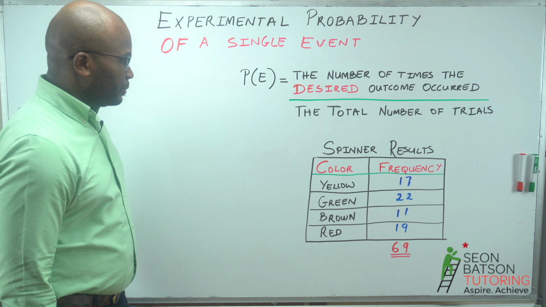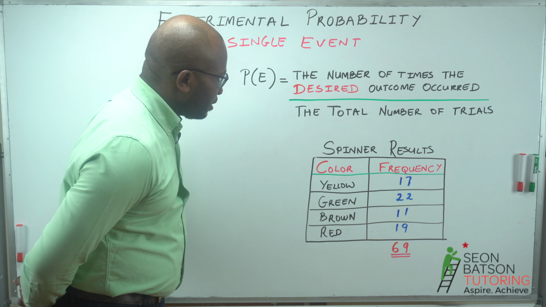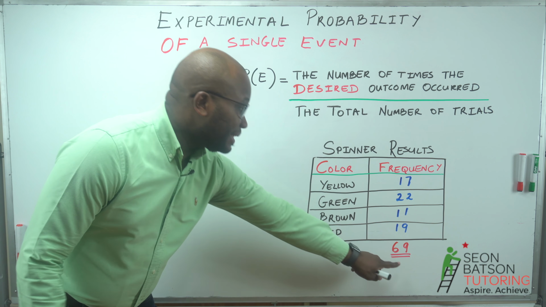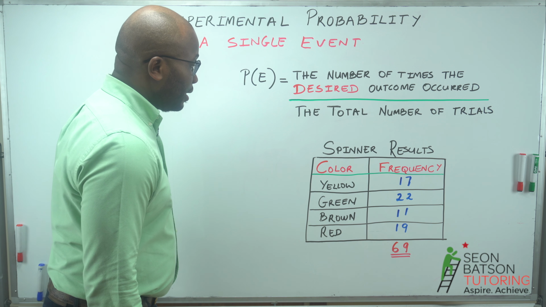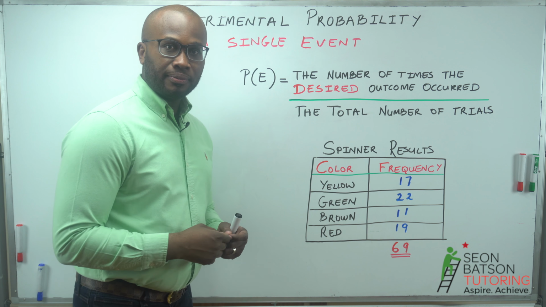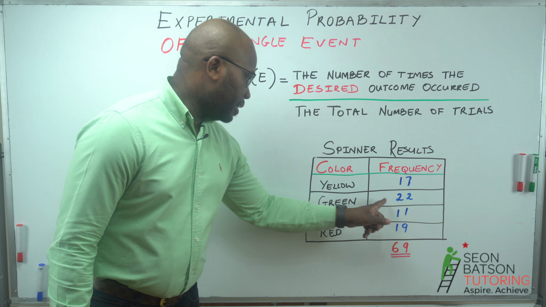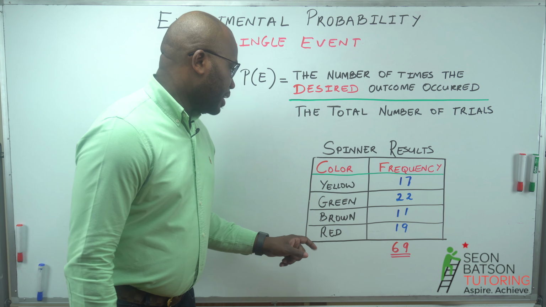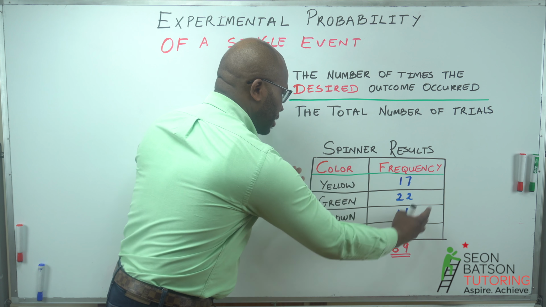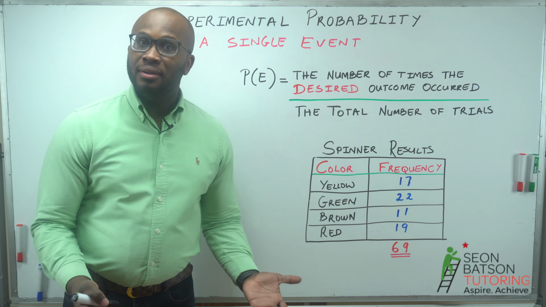Let's go to our example here. This table is displaying the results of an experiment. Someone spun a spinner 69 times and recorded the results they got after every spin. They got yellow 17 times, green 22 times, brown 11 times, and red 19 times. We can use these results to find the experimental probability of a couple of events.